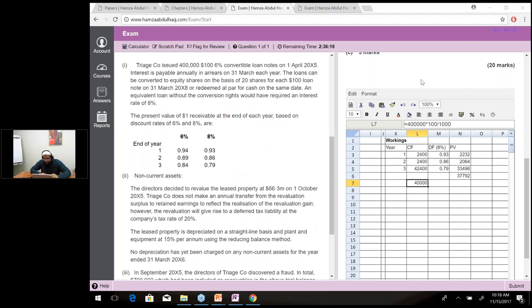Maz is asking about the discount factor. Maz, I've used the discount factors from over here, 0.93, 0.86, and 0.79. I've just pasted them over here.